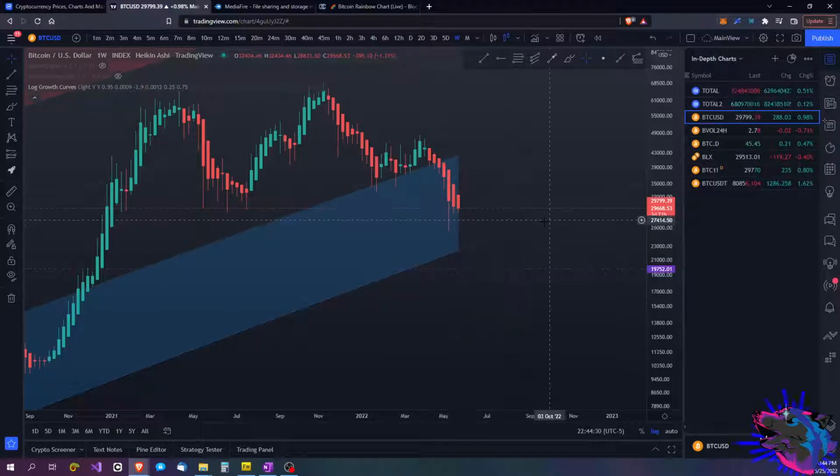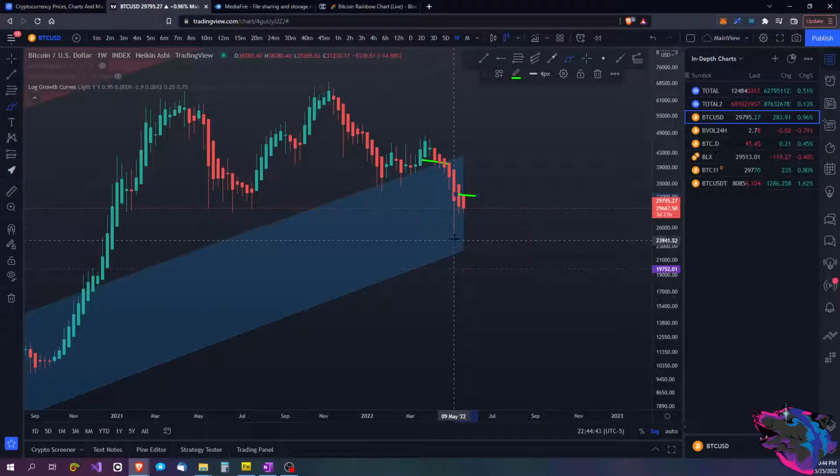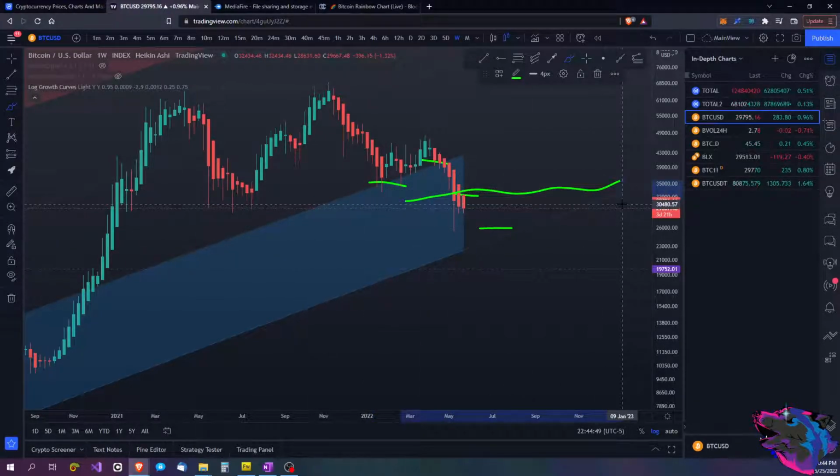Whether or not we make it down to the bottom of the band right there would obviously be a better price to be buying at, but that's kind of the point of dollar cost averaging. If you're buying at multiple points, eventually you end up with an average price that's in the middle, depending on how much you're buying each time.